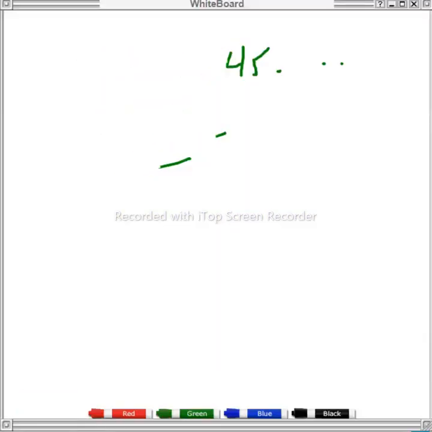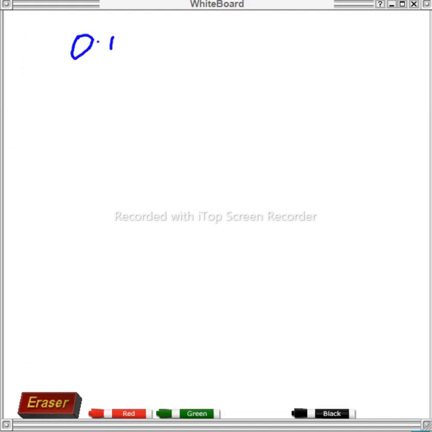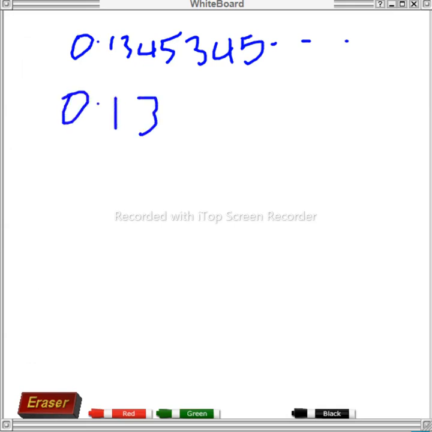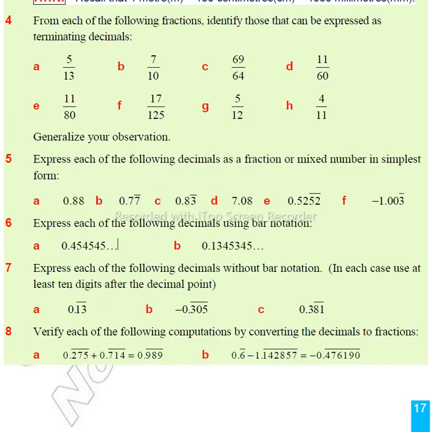So similarly we can write this number using bar notation. 0.1345 with 345 repeated, so the bar notation is put over 345. So this is the answer. And I will continue for question number 7.